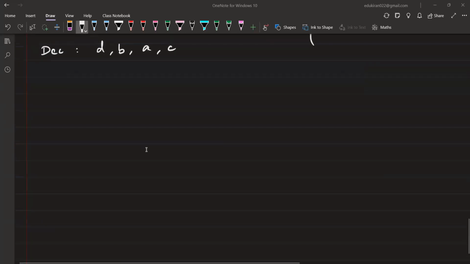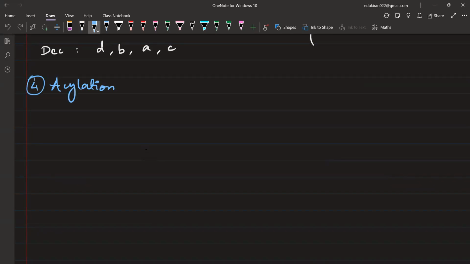After this, you'll write acylation. This is the fourth reaction. Now, in acylation, we will take an example of R NH2 plus R dash C double bond O Cl. We are taking an acyl chloride, but this reaction can be done with anhydride and esters also. The mechanism is going to be the same.